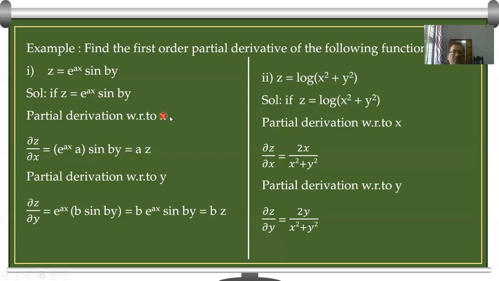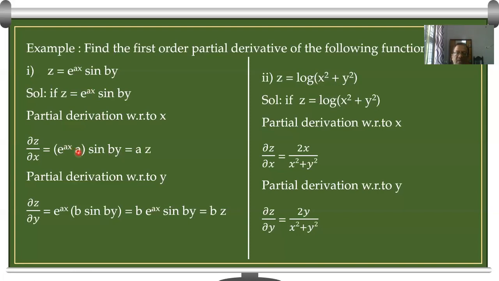Now, first the partial derivative with respect to x. In these two functions, e power ax and sine of by, one is a function in terms of x and the other is a function in terms of y. Therefore, when you operate the partial derivative with respect to x, y remains constant. There is no change in the y value, therefore it becomes a constant. The derivative of e power ax, as per the formulas, is e power ax into a.